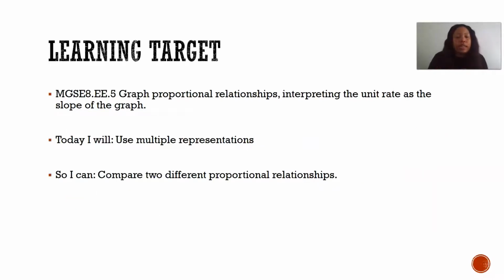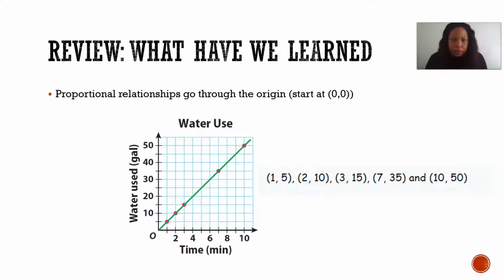So today's learning target, y'all: we're expanding on EE5, graphing proportional relationships and interpreting the rate of change as the slope of a graph. Today, I want to be able to use multiple representations to compare two different proportional relationships. Let's review what we've already learned.